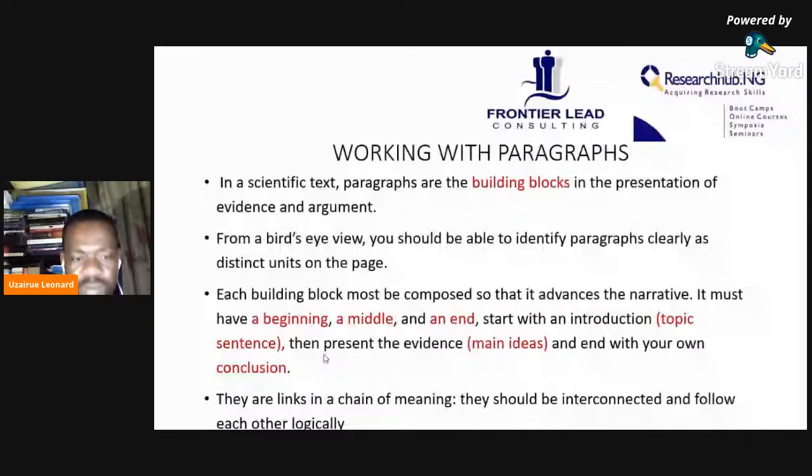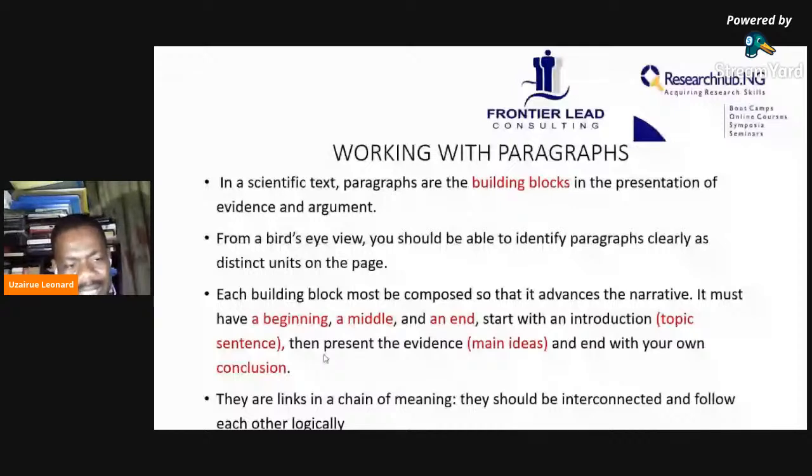Now, another one is that each building block must be composed so that it advances the narrative. It must have a beginning, a middle, and an end, just like I showed in this presentation. You start with an introduction, the topic sentence. You introduce the main idea, present the main evidence, present the main reason of that particular paragraph, and end with your own conclusion.